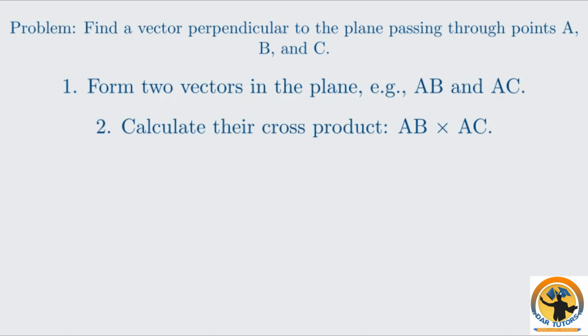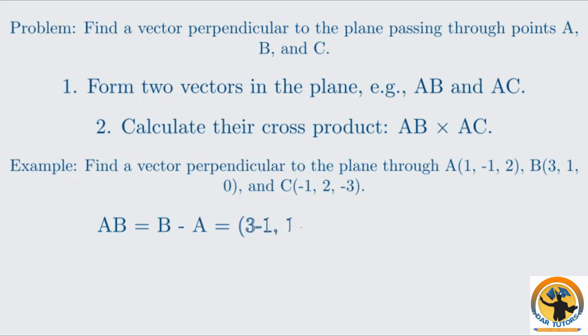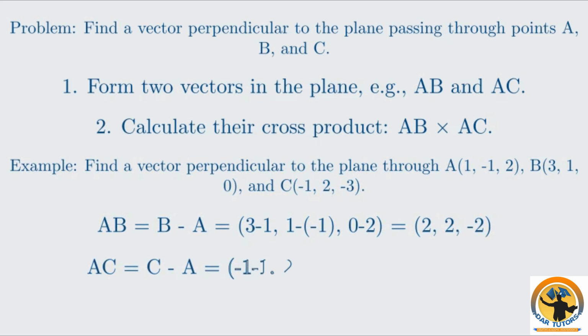Let's work through an example from your notes. We need to find a vector perpendicular to the plane containing points A (1, minus 1, 2), B (3, 1, 0), and C (minus 1, 2, minus 3). First, we find the vectors AB and AC. AB is B minus A, which is (2, 2, minus 2). AC is C minus A, which is (minus 2, 3, minus 5).